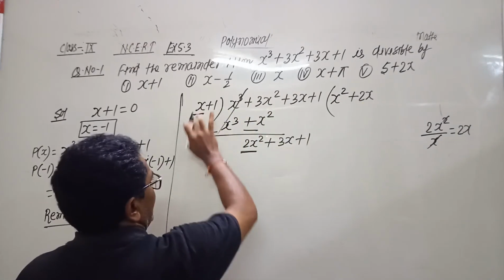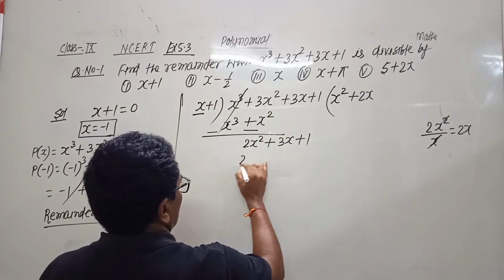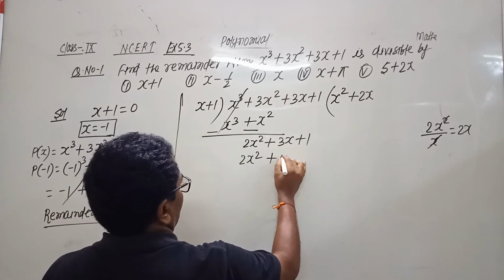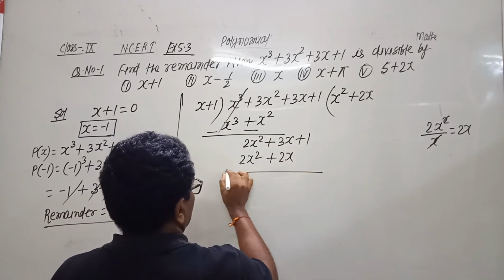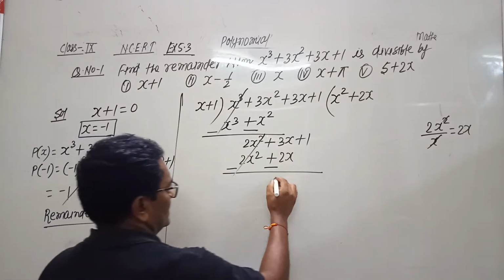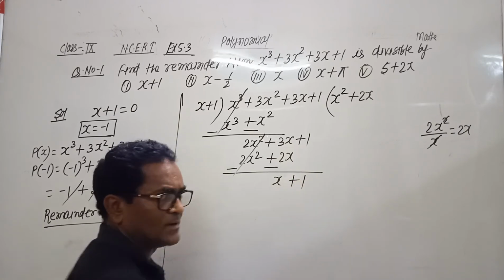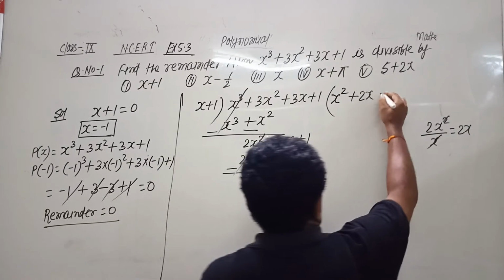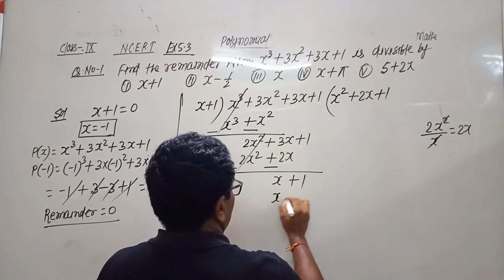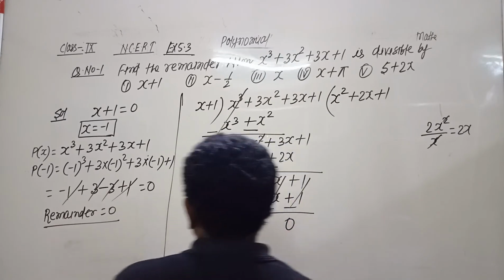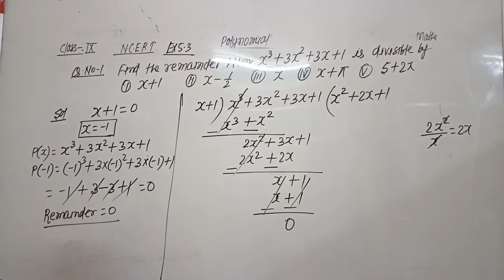And 2x multiplied by x, we get 2x square and 2x multiplied by 1 comes to be 2x. Change the sign. So plus 3x minus 2x, we get x and it remains 1. Then x plus 1 divided by x plus 1, it goes by 1. So x plus 1. Change the sign. So the remainder we get is 0. So these are the two ways to find the remainder.